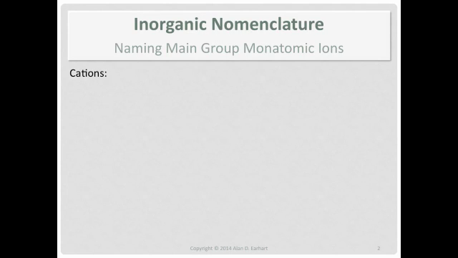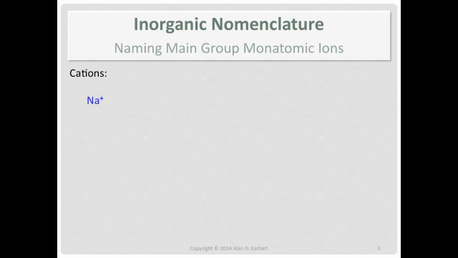Previously, we worked on determining the charges of main group monatomic ions. Now we need to work on naming them. Because if you can name the ions, you can name the ionic compound. So let's start with some cations.